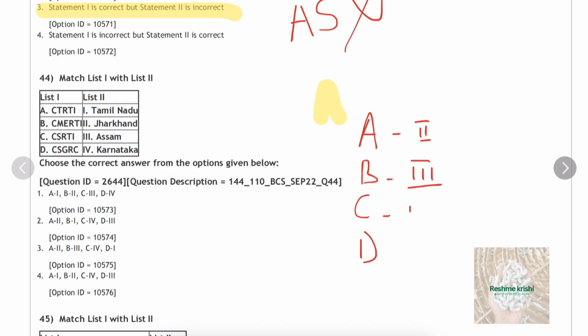Where is the remaining one? Karnataka. CSRTI Mysuru. And CSGRC Hosur is in Tamil Nadu. So 2, 3, 4, 1. D is the correct answer. 2, 3, 4, 1. Yes.